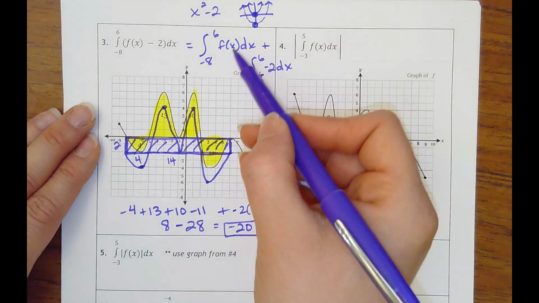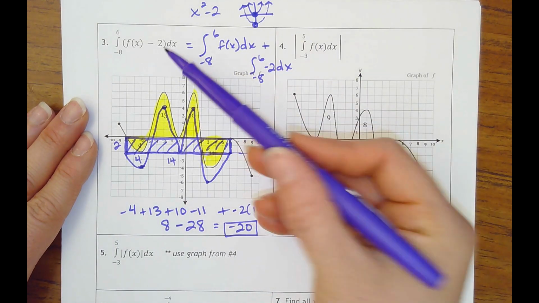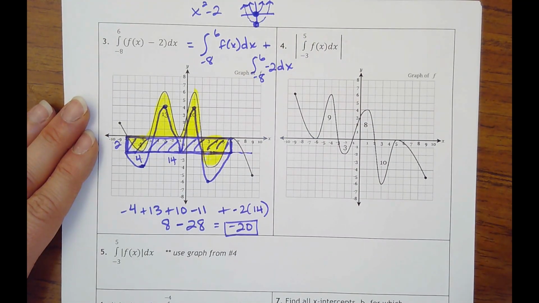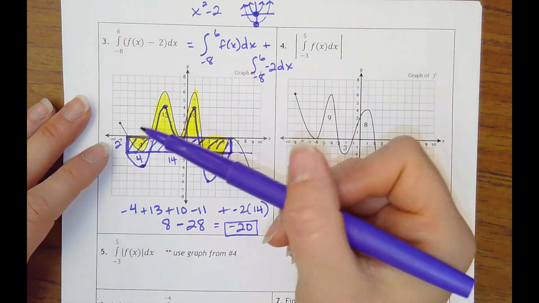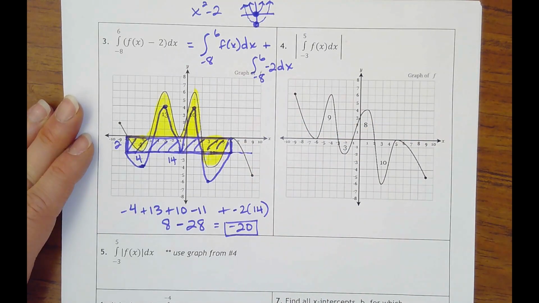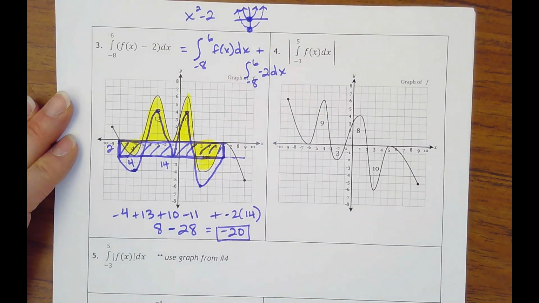Okay, so this property doesn't help us a whole lot. We just need to know, shifting it up or down, we're going to add or subtract a rectangle from our net area. And it's always going to be how far it spans for the x's and then what it went up or down. All right, number 4 has absolute value.